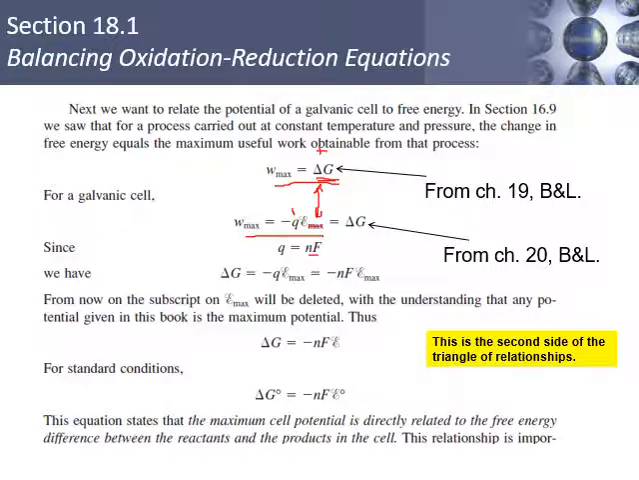So what we want is this part right here and this part right here. This part here for E is from this chapter, and the delta G is from the previous chapter, chapter 19. So this is the second side of our triangle of relationships. We're relating the delta G from chapter 19 to the E, or the voltage, in chapter 20. So we still have one more of these to do, but this is an important relationship.